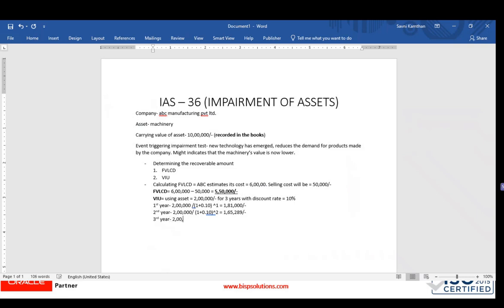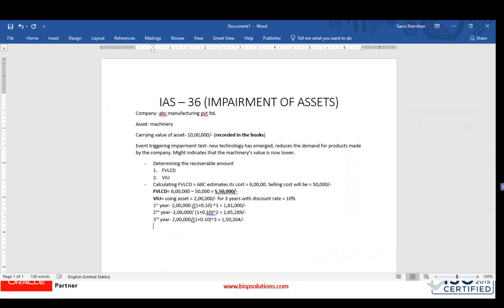Then third year, again 2 lakh, again 1 plus 0.10 to the power 3. So the value comes as 1,50,264 rupees. So the value in use in these 3 years has now decreased to 1,50,264 rupees.